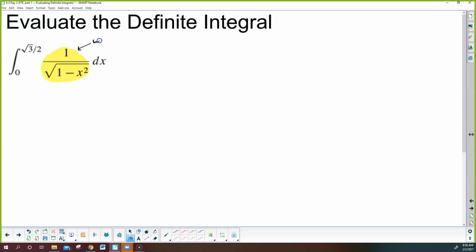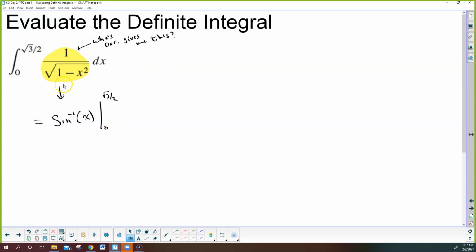The trick is we want to think right away, whose derivative gives me this? If you have your derivative sheet in front of you, scroll down your list of derivatives: whose derivative gave me 1 over the square root of 1 minus x squared? Well, the antiderivative of this was arc sine, or sine inverse. And then we're going to evaluate it at square root 3 over 2 and 0. So that's just the trick.